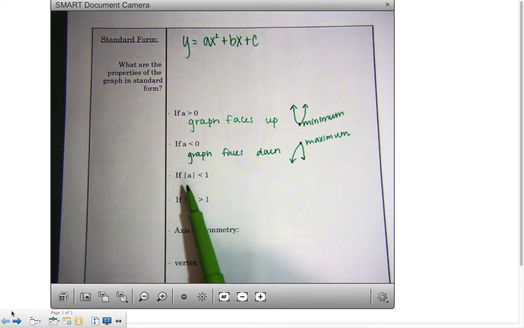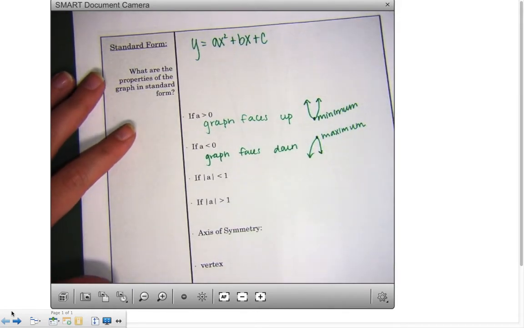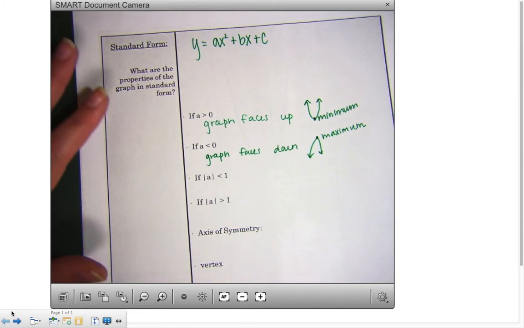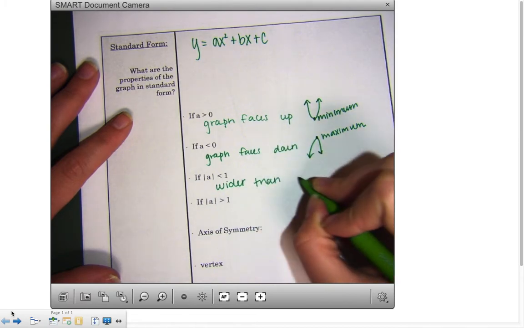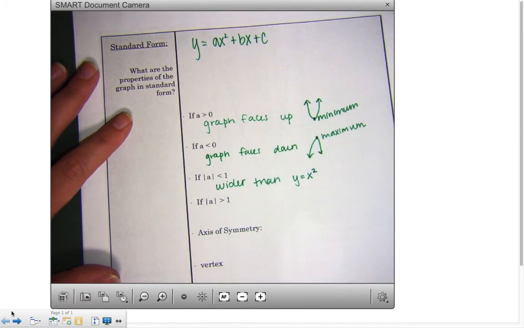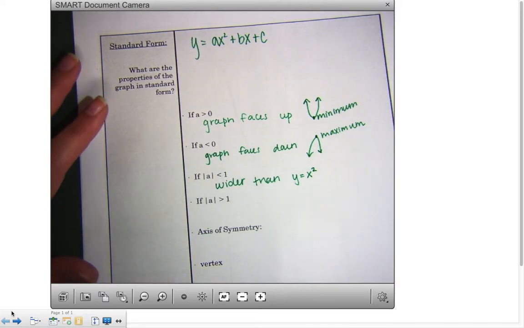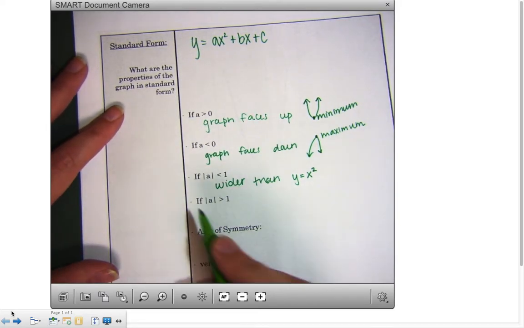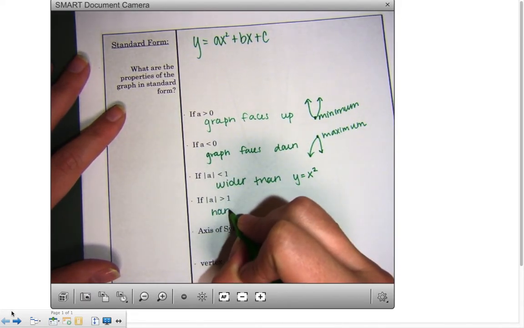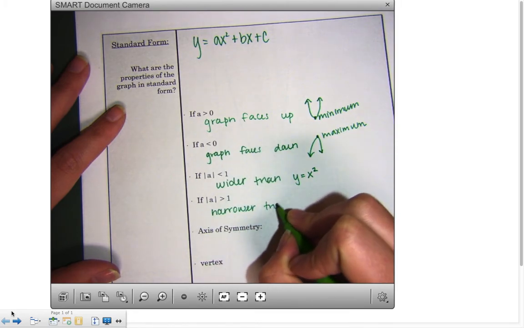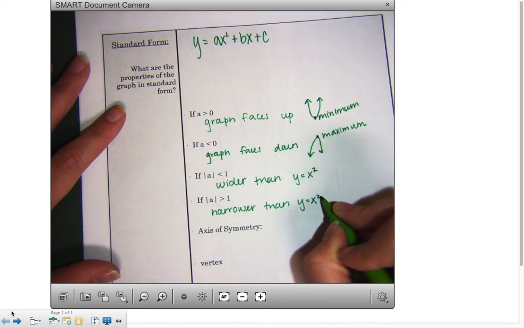Now, if your coefficient, we have the absolute value bars here because we're ignoring the sign. If the coefficient is less than 1, well, we should say greater than 0. So if it's a fraction from 0 to 1, it's going to be wider than y equals x squared. And we talked about that with absolute value. That would be a compression. And then if it's greater than 1, like 2, 3, 4, so on, then it's going to be narrower than your parent function. And that would be a stretch.